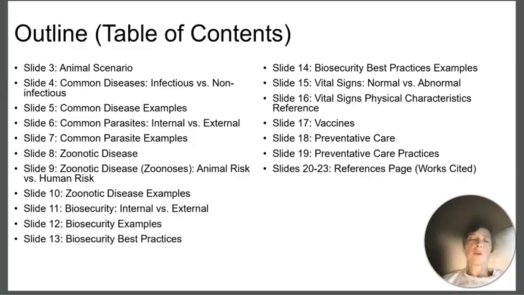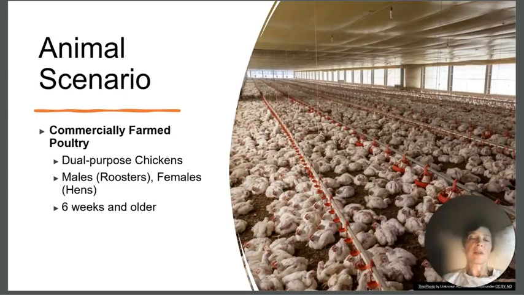Here's an outline of what to expect in this presentation PowerPoint. Just a little bit of a reference guide here, kind of a quick find if you need to find something specifically. Animal scenario, again, it's commercially farmed poultry. These are dual purpose chickens. These can be for meat, these can be egg layers, broilers, I believe is another term that people use, for large flocks, as what you see in this photo here. They can be male, they can be female, and anywhere from 6 weeks and older.